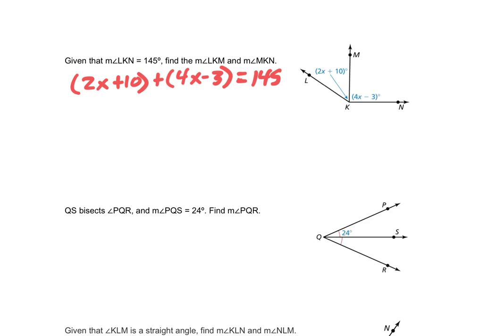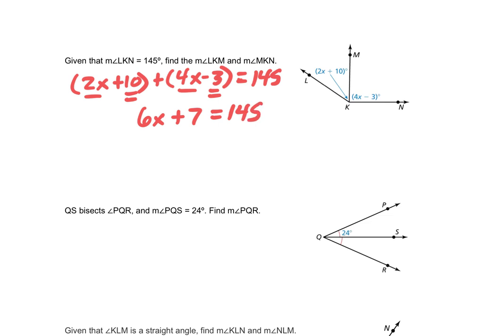What would be our first step to solve for here? What do we got to do first? Add like terms, good, okay? So 2x and 4x would make 6x. 10 plus negative 3, just really be careful of your signs. Signs are the things that throw us off probably more than anything else. 6x plus 7 equals 145.